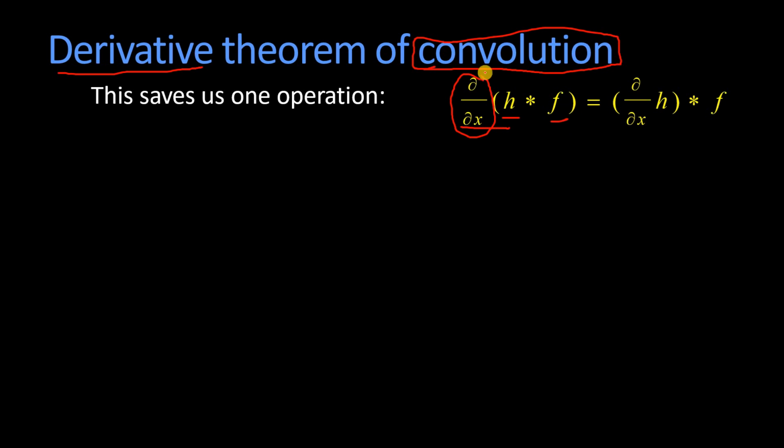Pause the video, look at it carefully. You see the partial derivative applied on h, but you can apply it on f also. Let me write it another way: h, then the correlation or convolution symbol, and then the partial derivative with respect to x of f. All these three equations are the same, they have the same meaning. Now this is a very important point. Why do we want to do this? What's the purpose?